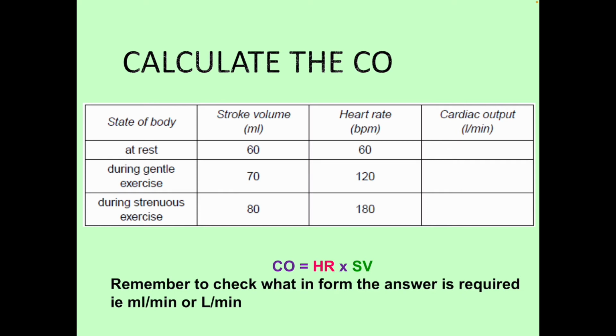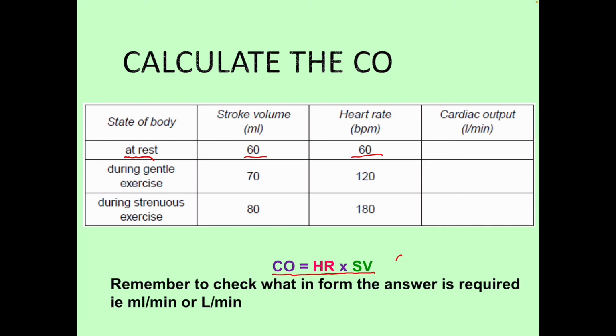What we're going to do now is practice some cardiac output calculations using the formula. I will do the first one as a demonstration. The body at rest has a stroke volume of 60 millilitres and a heart rate of 60 beats per minute. So using the formula, cardiac output equals heart rate times stroke volume.